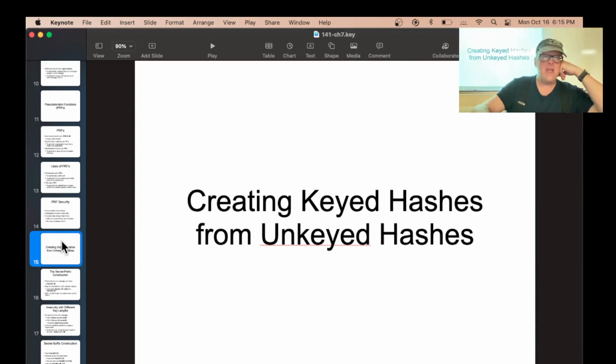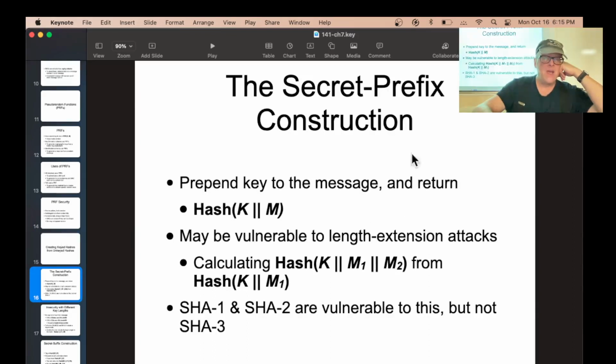So you can create keyed hashes from unkeyed hashes. And here's what people often do. They just prepend the key to the message and then hash it. So you could use something like SHA-1, have the key, and then add the message after it. Now, if you did this, it would be vulnerable to length extension attacks because if you had message 1 followed by message 2, if you know this, you could just add message 2 and run the hash function. So that's a problem.